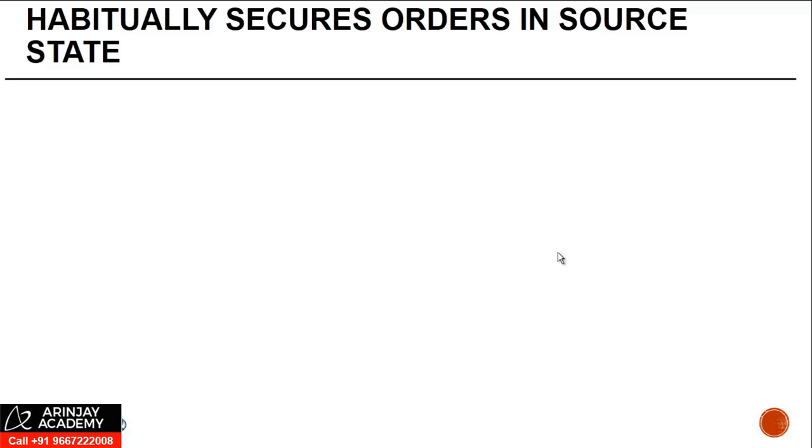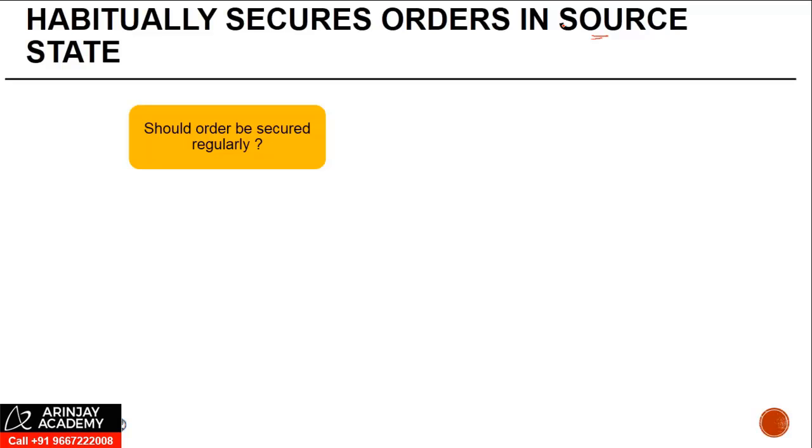Let's understand about habitually securing orders in the source state. So should the orders be secured regularly? We saw earlier that if a person secures orders wholly or almost wholly on behalf of a non-resident on a habitual basis, he shall be treated as a dependent agent and accordingly a PE.